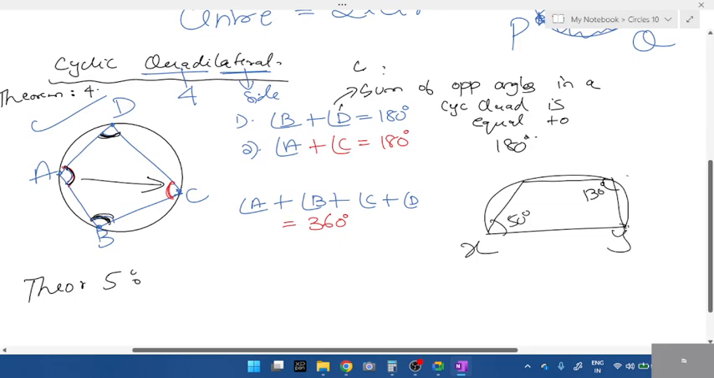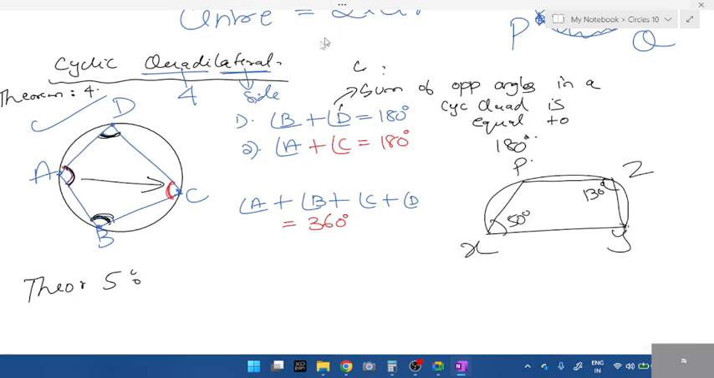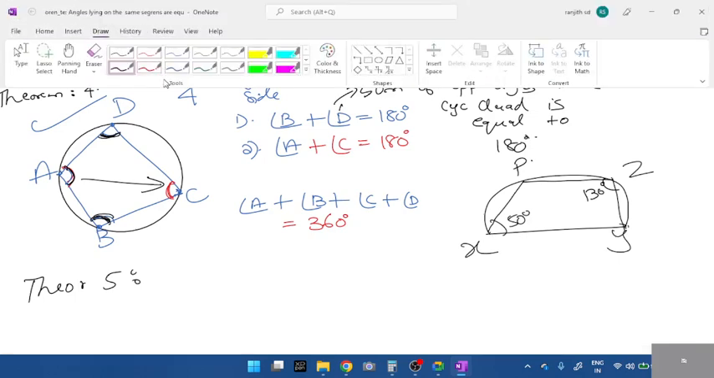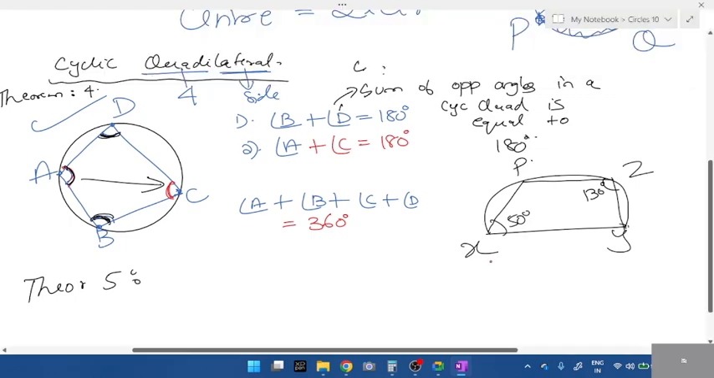Opposite x, y, z. I'll write p. What is their sum? 50 plus 130, 180. If the opposite angles sum to 180, what kind of quadrilateral is this? It's a cyclic quadrilateral. Understood? It's a cyclic quadrilateral, but it's in a semicircle. I'll connect it. I'll connect it fully like this.